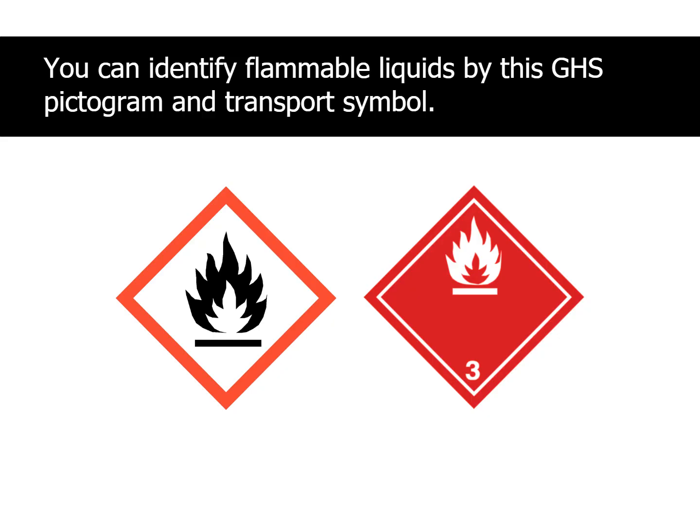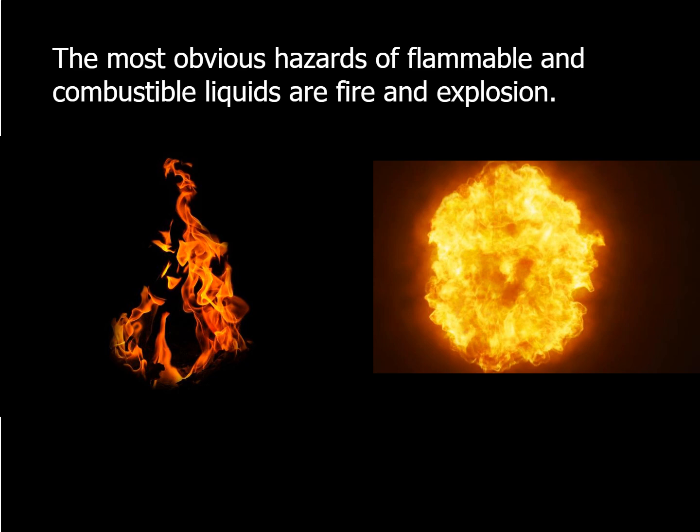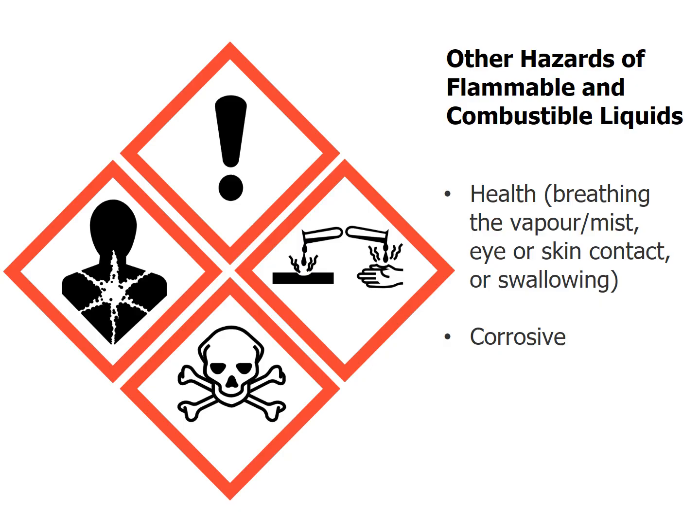You can identify flammable or combustible liquids by this GHS pictogram and transport symbol. The most obvious hazards of flammable and combustible liquids are fire and explosion. Flammable and combustible liquids can also cause health problems depending on the specific material and route of exposure: breathing the vapor or mist, eye or skin contact, or swallowing. Some flammable and combustible liquids can be corrosive.